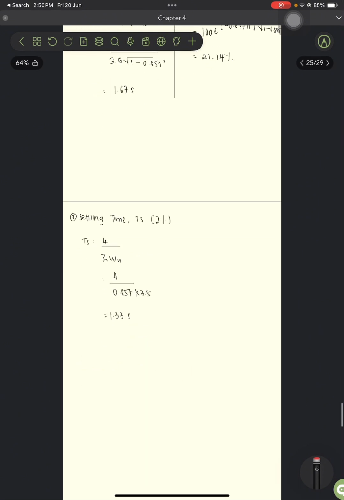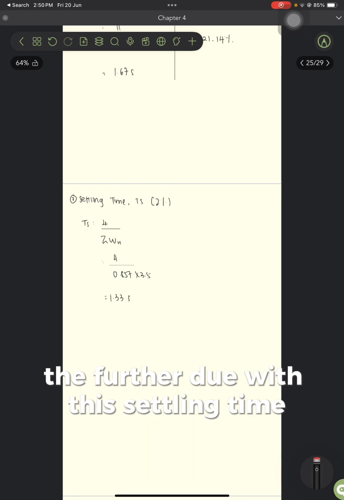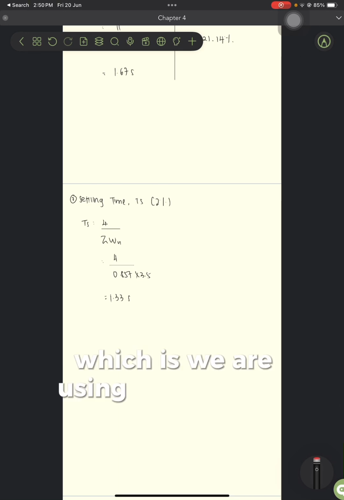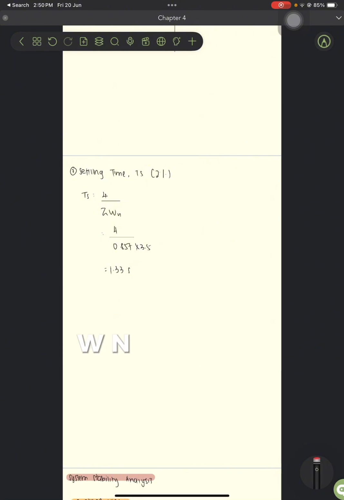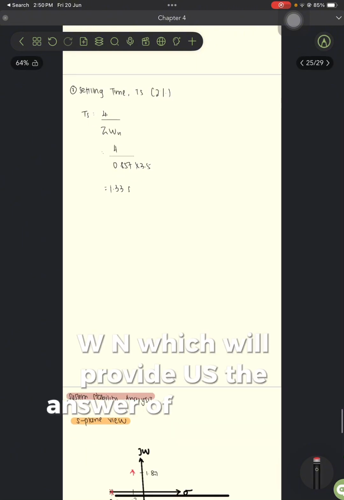And finally, without further ado, the settling time, where we are using the 2% criterion. This is the formula for the settling time, which is 4 over zeta Wn, which provides us the answer of 1.33 seconds.